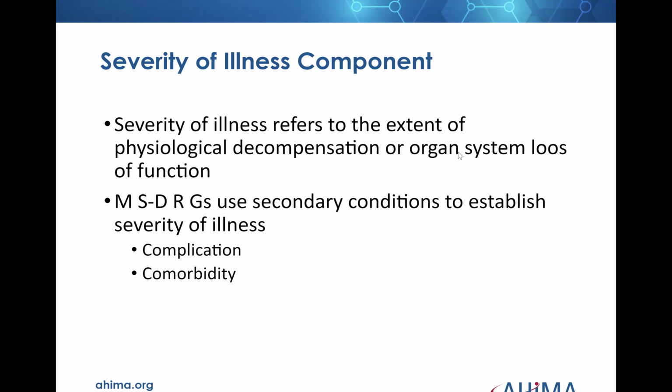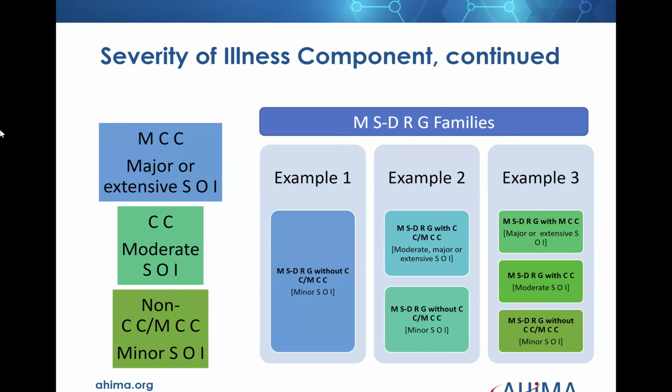The severity of illness component basically refers to how sick the patient is, the extent of the physiological decompensation or loss of function, if you will. And the MSDRGs use these secondary conditions to establish severity of illness. And this is where complications and comorbidities come in. Major comorbidities or complications, you can think of as kind of adding on to these. And your text gives you some examples of this. So let's have a look.